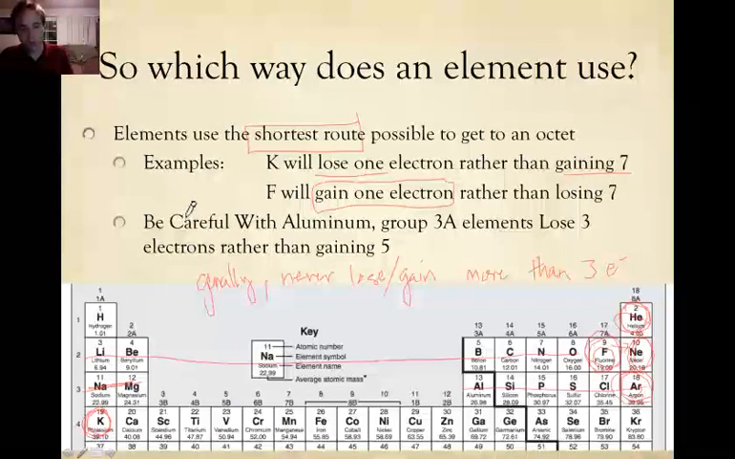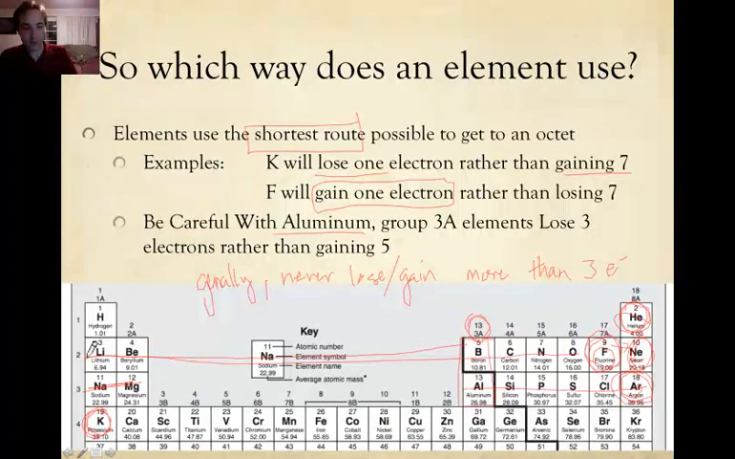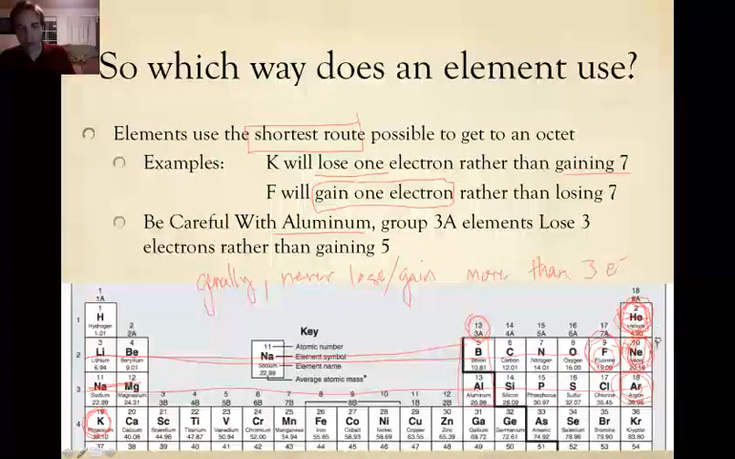Okay, there are exceptions, but for right now, if you ever have an answer that says you're losing or gaining more than 3, then you're probably wrong. Now be careful, because if we look at these two guys here, boron and aluminum, meaning group 13 or 3A. Okay, I use aluminum as an example here, but this includes boron. These elements, they want to lose 3. Notice you just shoot across here, that's 1, 2, 3 to look like helium. Or with aluminum, it loses 1, 2, 3 to look like neon.